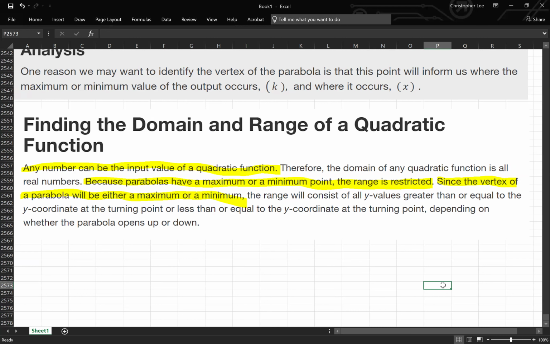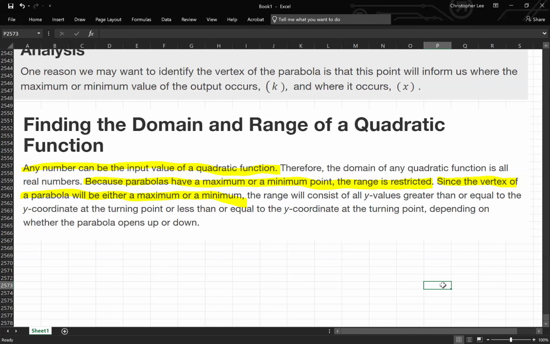Because the parabola, this is where it gets tricky. Because the parabolas have a maximum or a minimum point, the range is restricted, right? So since the vertex of a parabola will either be a maximum or minimum, the range will consist of all y values greater than or equal to the y coordinate at the turning point, or less than or equal to the y coordinate at the turning point, depending on whether the parabola opens up or down.